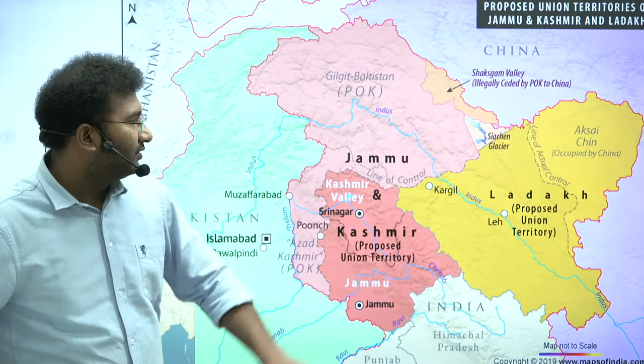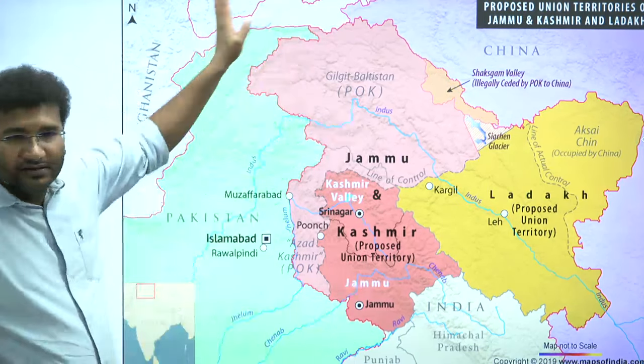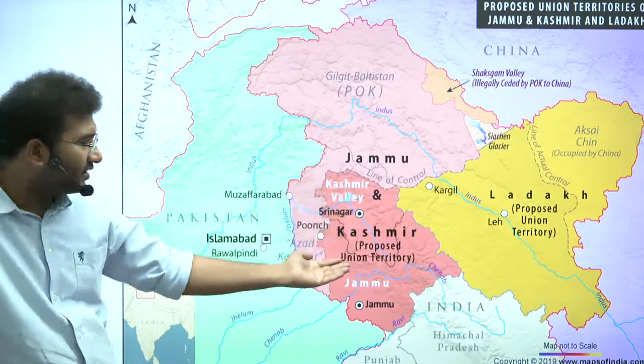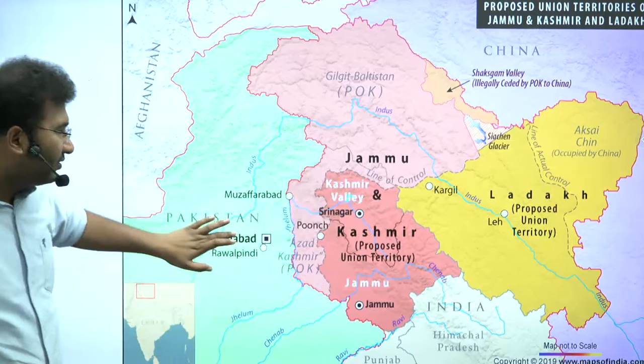So in totality, coming back, this is the geography of the Kashmir region. One, Siachen, you should know. Shaksgam Valley. Next, line of control. Line of actual control is a line between China and India. Line of control is a boundary line between Pakistan and India, which is currently the Union Territory. Okay.